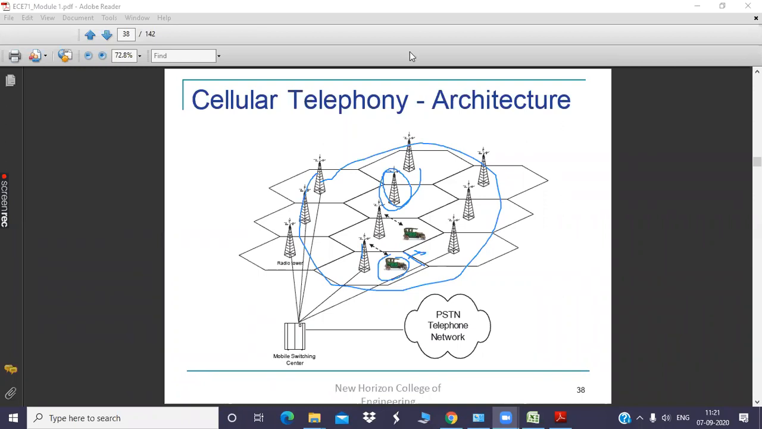Any doubt regarding this? I'll speak about these channel reuse or channel sharing strategies later in an elaborate manner. As of now, this is enough. Any doubt with respect to this architecture?